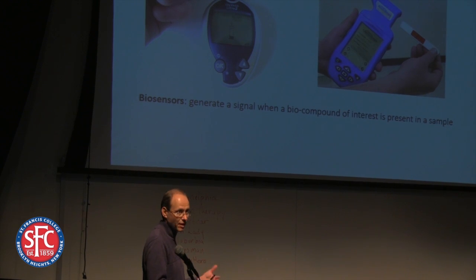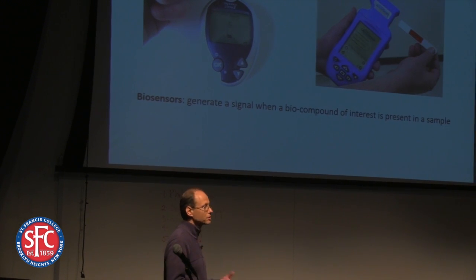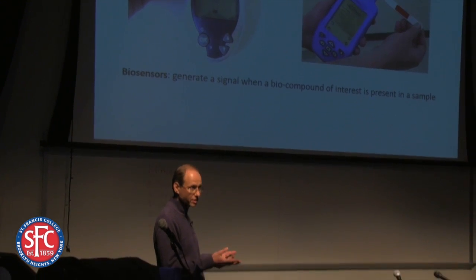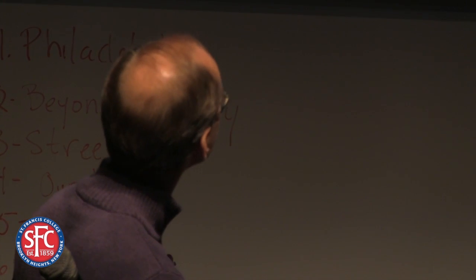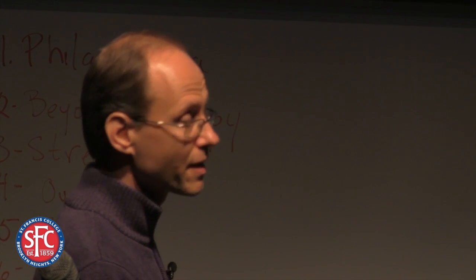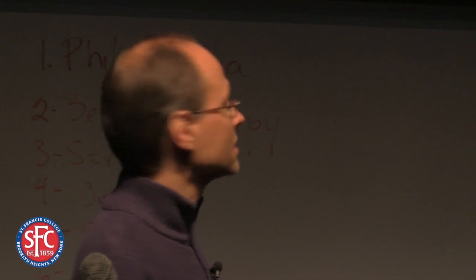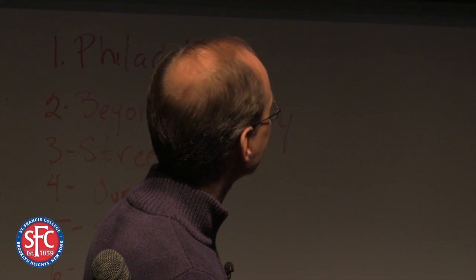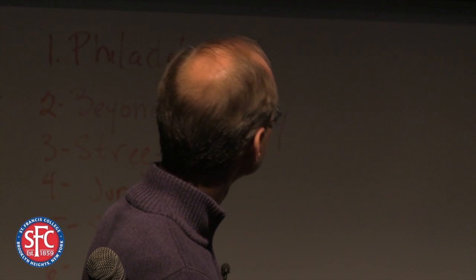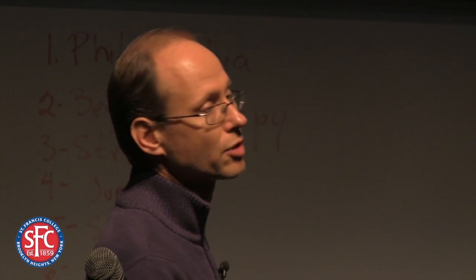The test strip is modified with some other compounds and molecules that react with the constituents that you're trying to detect, and maybe trigger a color change, maybe they trigger a conductivity change, some kind of a change in the test strip, which is then read out by the device as a signal. And that's basically what a biosensor does. So you have a biocompound of interest in a sample, and the job of the biosensor is to generate a signal from that to tell you that it's present. So it's sort of a definition of a biosensor.